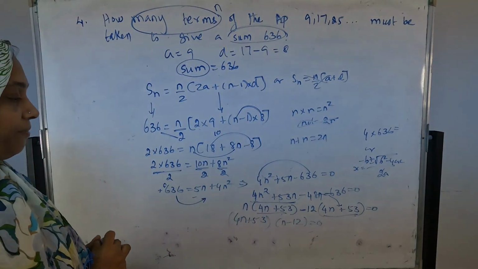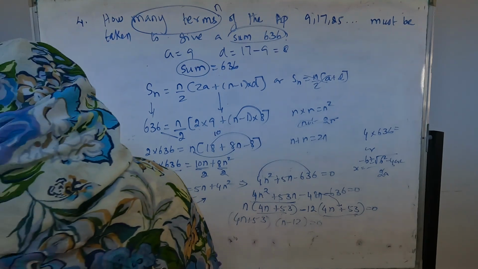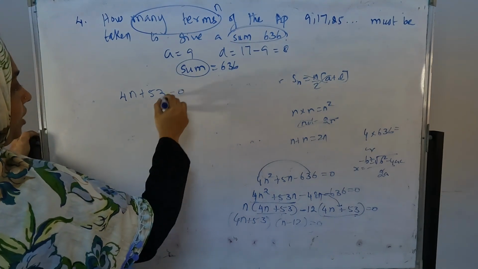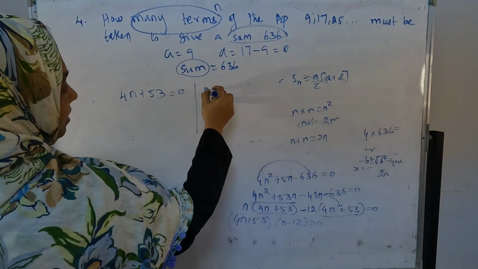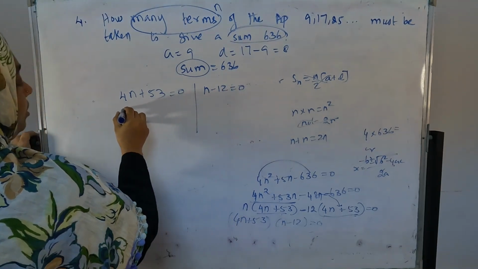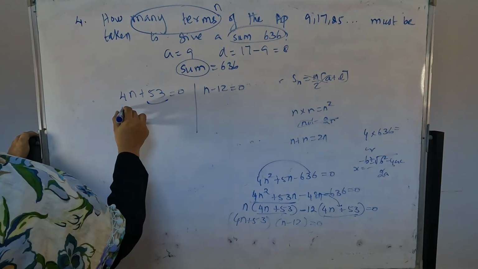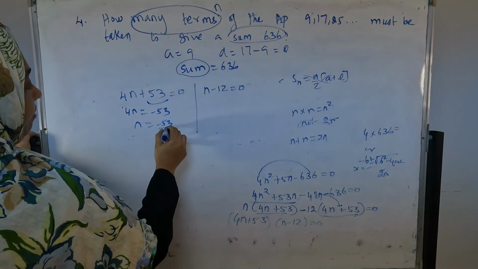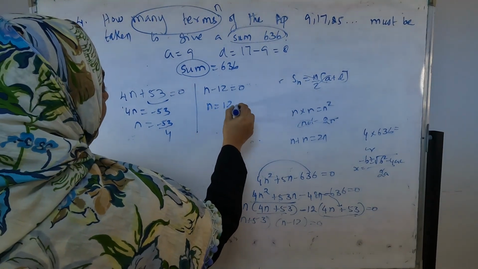So what answers are coming here? Two answers we are getting. The first answer is 4n plus 53 is equal to 0. Another is n minus 12 equal to 0. Moving this one here, first we are getting 4n equal to minus 53, so n is equal to minus 53 by 4. And here n is equal to 12.